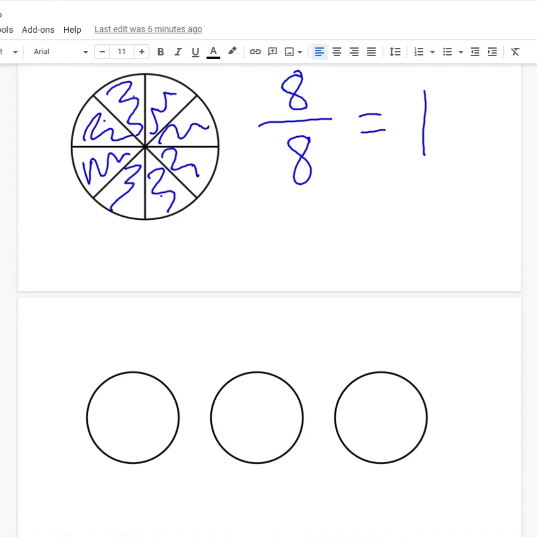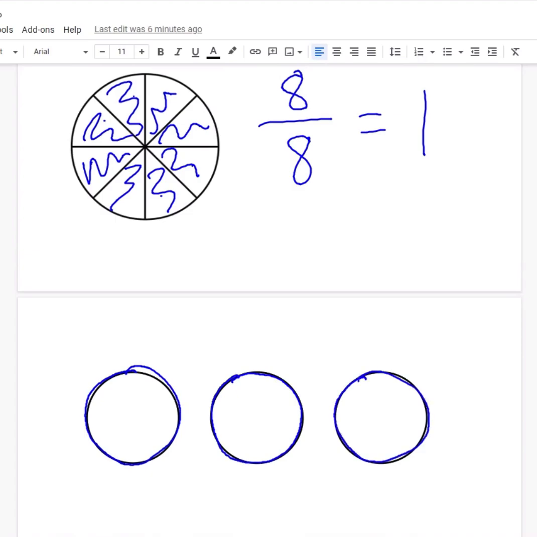And if the top number is something else, what would the answer be? Okay, so let's look at these 3 circles down here at the bottom. Instead of splitting these up into 4 pieces or 3 pieces, we are just going to have 1 circle equal 1 piece. So this is not cut up into any pieces, it's just 1. And this is just 1. And this is just 1.